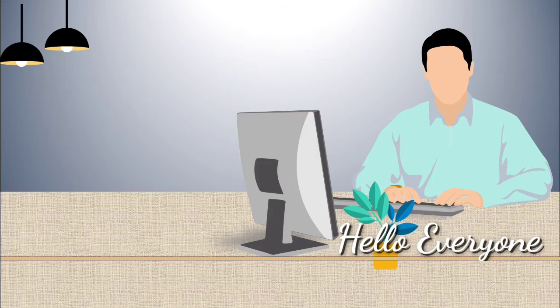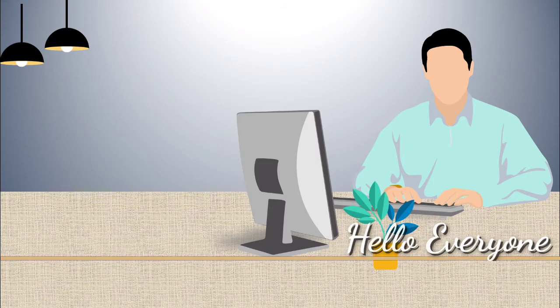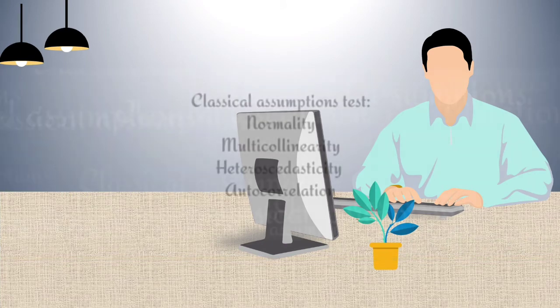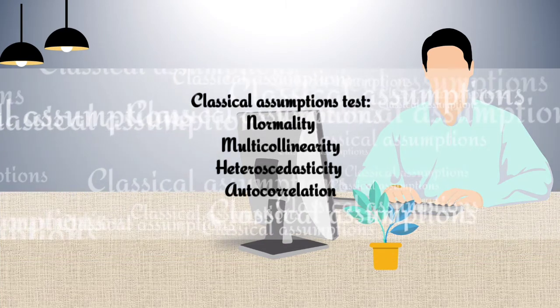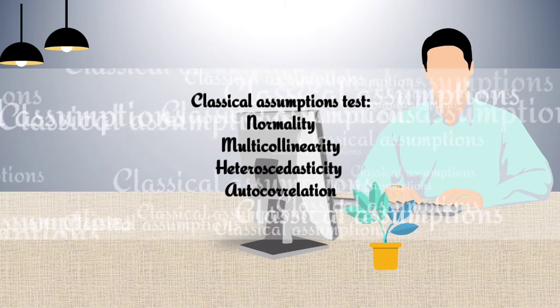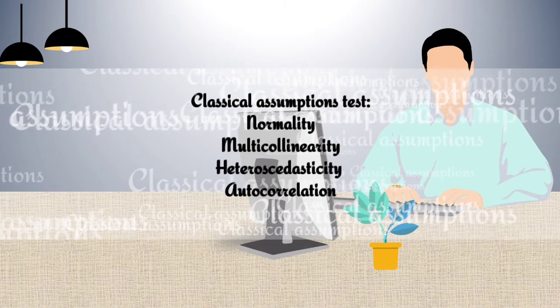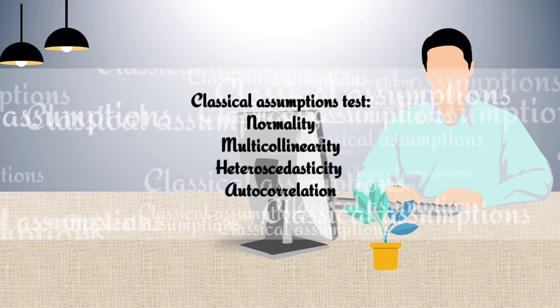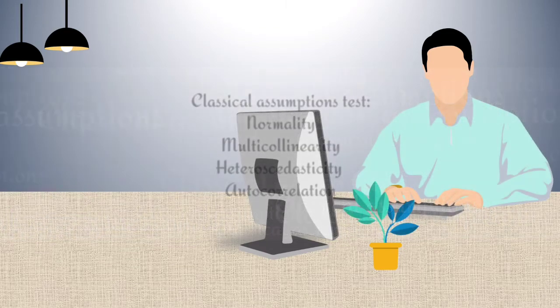Everyone, in this video we will explain a tutorial about classical assumption tests using EViews. There are 4 tests: normality, multicollinearity, heteroscedasticity, and autocorrelation. Let's check it out.